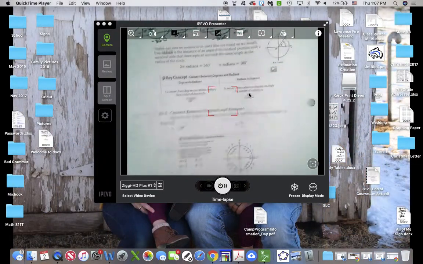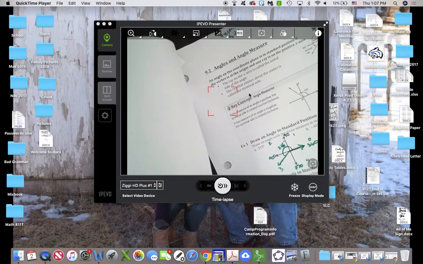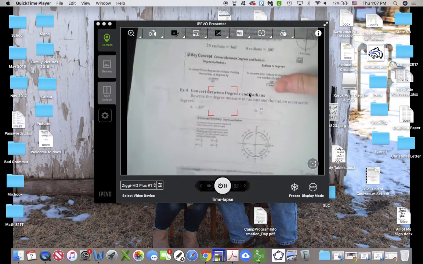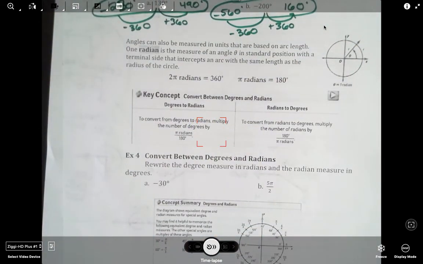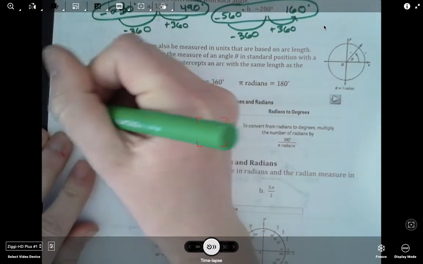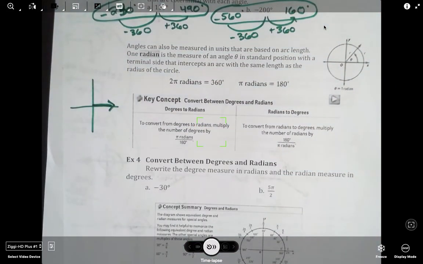This video is the second half of the notes for section 9.2, angles and angle measure. Just to review from yesterday, we have a coordinate plane, and our angles always start with your initial side, which is the positive x-axis. So this is your initial side. Do you remember what the other one was called?